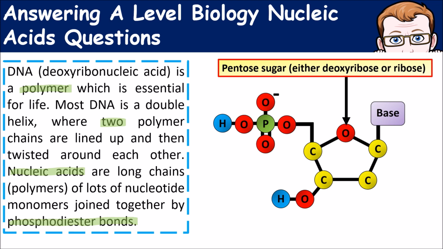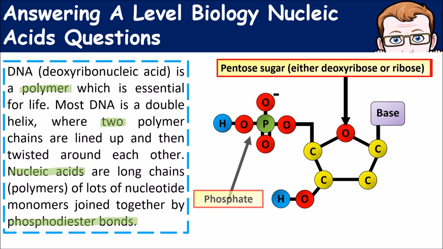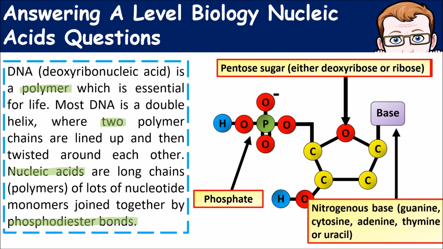If we look at a nucleotide, it's made up of a few parts. We've got a pentose sugar, pentose meaning that it's got 5 carbons. Then it's got a phosphate group, which is important when it's bonding to other nucleotides. And finally, it's got a nitrogenous base. The nitrogenous base is either going to be guanine, cytosine, adenine, thymine, or, if it comes to making messenger RNA, it would be uracil.